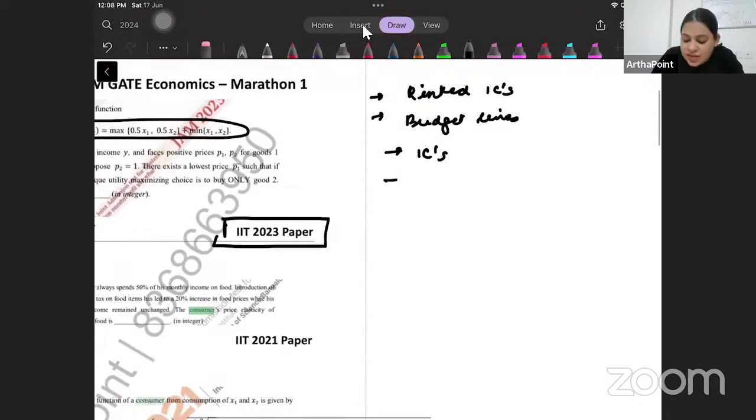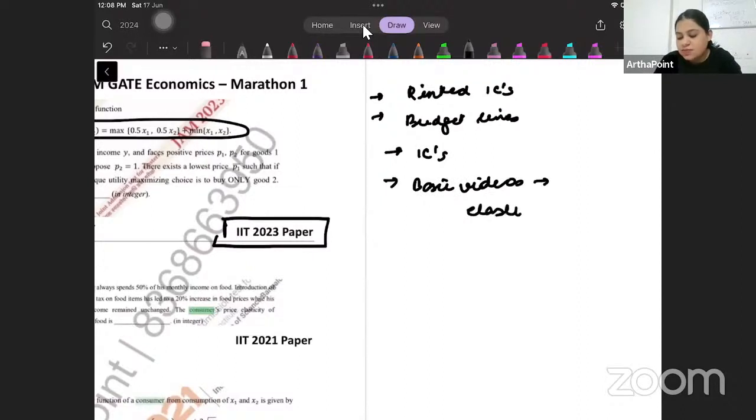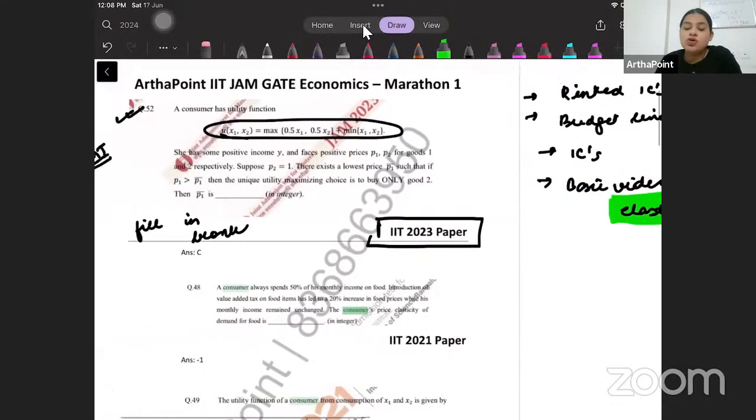Other than that, beta, if you go to your basic videos now, you will see a chapter on elasticity. Very basic chapter now. You must read that also once. In almost every exam, you will see a question based on elasticity. So we have to be well aware of such kind of questions, of what is elasticity, of how do we find elasticity using different methods.